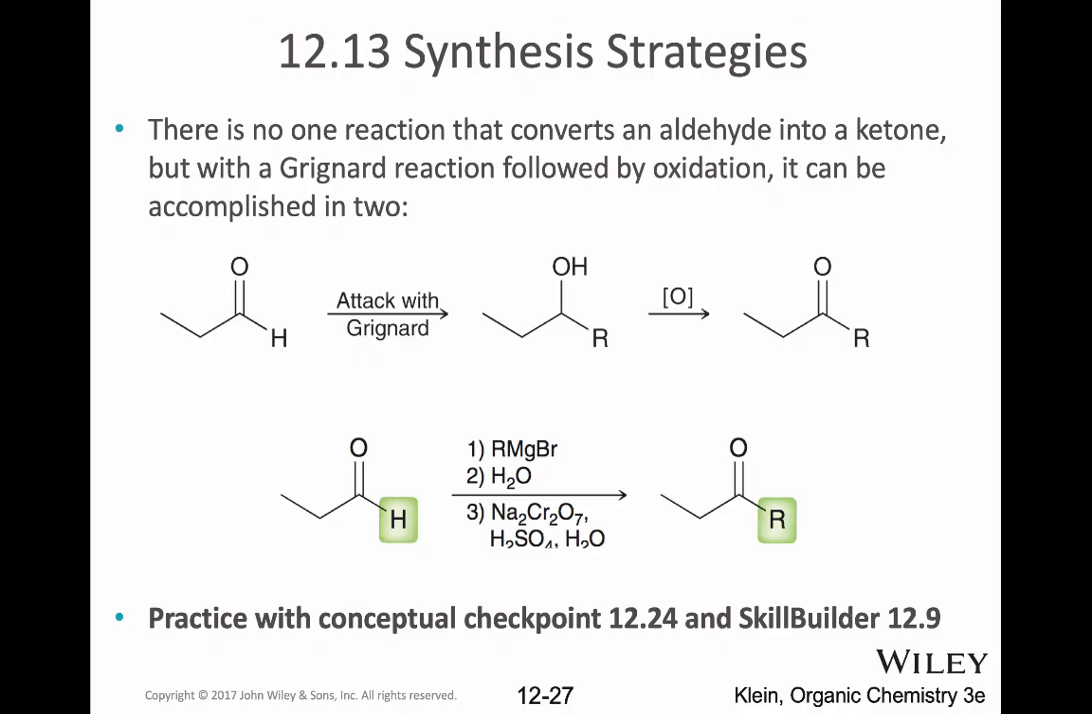So try some of the problems where, after you feel very comfortable coming up with products of different reactions, start trying the problems at the end of the chapter involved with coming up with syntheses of different molecules.